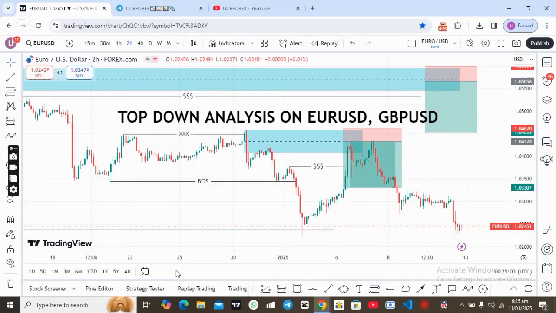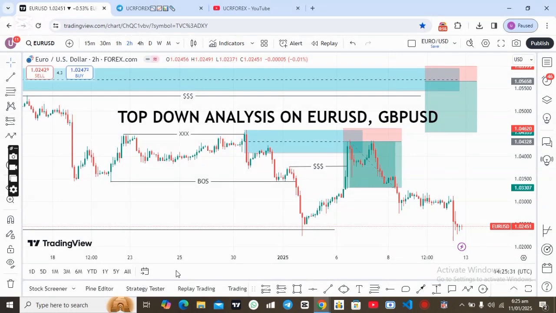So in today's lesson, we'll be practicing top-down analysis on Euro USD and GBP USD. And if there's more time, we could check out NZD USD or any other dollar pair. We'll come to know where Euro USD is likely to reach before dropping to the downside, or we could check out the next signal or the next setup on Euro USD.